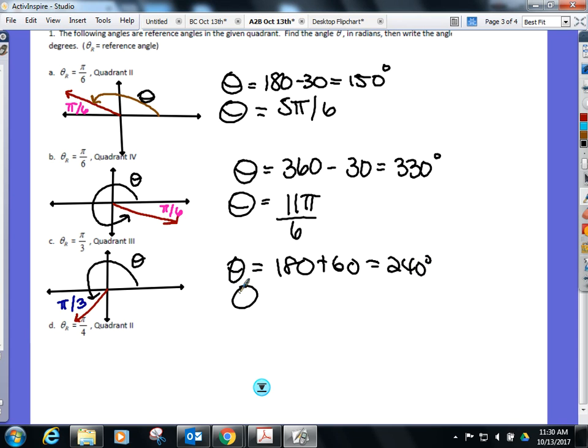240, all right? Reference sheet's gone away. What was pi over 3 again there, kiddos? 60. 60 times what would give me 240? 4, right? So pi over 3 times 4 gives me 4 pi over 3. Good? Is that better, Matt? Did you pick that up? Okay, then we're all good. Moving on.